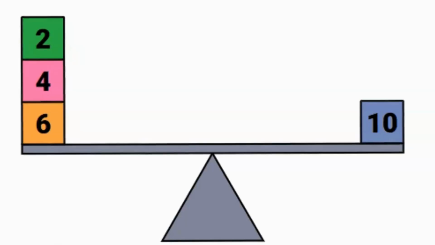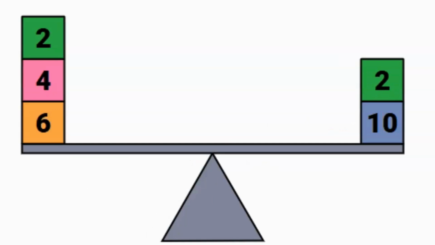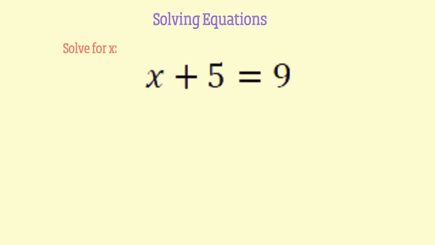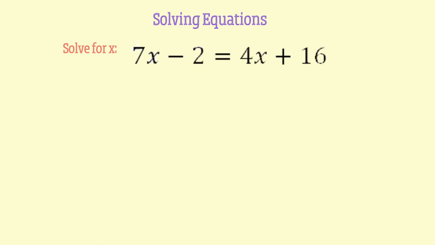Think of an equation like a balance scale, and you want to keep both sides equal. Let's start with an easy example: x plus 5 is equal to 9. The goal is to isolate x. Since we're adding 5 to x, we do the opposite of adding 5, and subtract 5 from both sides. That gives us x plus 5 minus 5 equals 9 minus 5, which simplifies to x equals 4. And that's our solution.